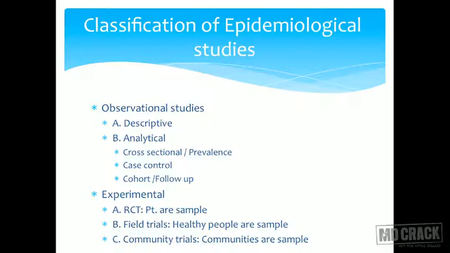Now, you might be thinking, what is this? Field trials are done in people and community trials are done in communities. In community trials, we compare one city to another, okay? And in field trials, we compare the people of one city to the people of another. So data collection in community trials is regarding the communities as a whole, and in field trials, the data collection is about the people. That is the only difference between these two types of experimental studies.